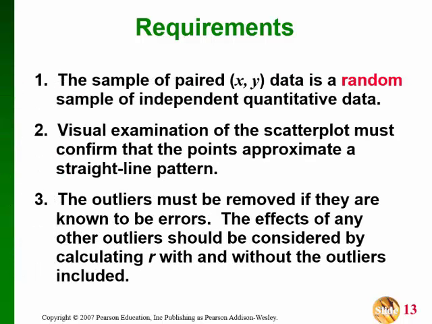We will be doing a hypothesis test on this, and the question we're going to ask is whether there is correlation or not. Keeping in rhythm with the rest of the hypothesis tests we've had before, we start off with some requirements. The requirements for this particular section ask us to make sure that we have paired data, an X and Y, and then that simple random business again. So the sample of paired data is random. Visual examination of the scatter plot must confirm the points approximate a straight line pattern.